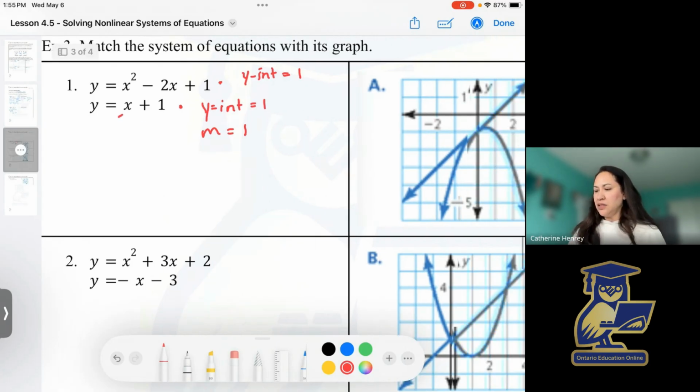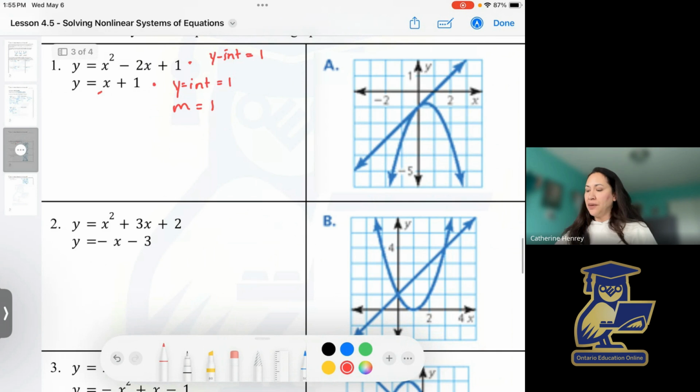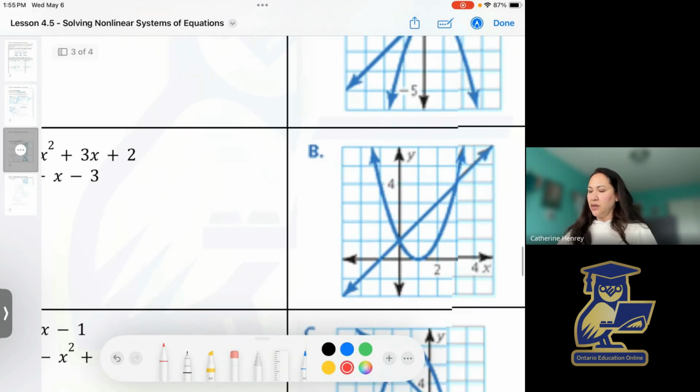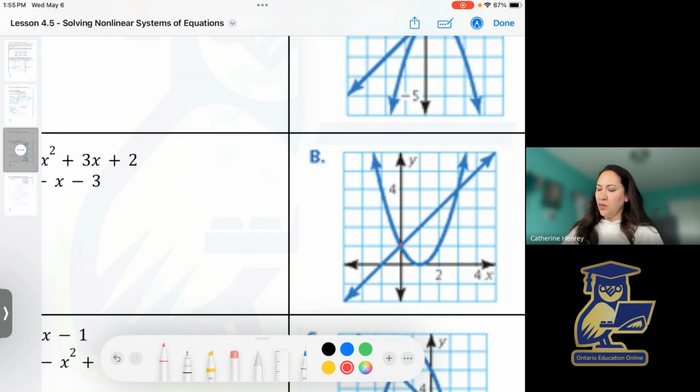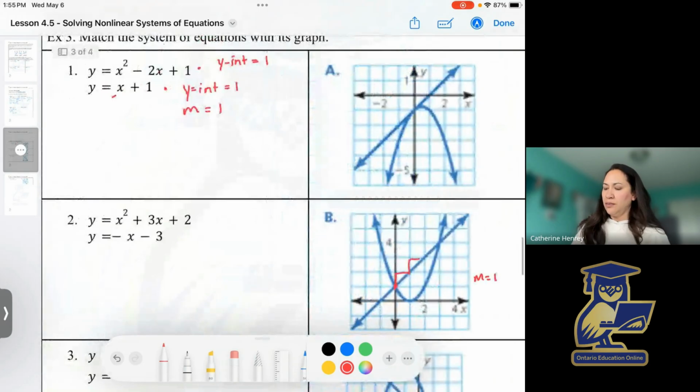So let's go to our graphs and see if we can find the system of functions that match up. We are looking for a parabola that has an intercept of 1. So A has a -1, B has a 1. So let's take a look at this one. Our parabola crosses the y-axis at 1, and our line has an intercept of 1, so that's good. And then let's check the slope, up 1 over 1, up 1 over 1. Since this slope looks like it is 1, then B seems to match number 1.